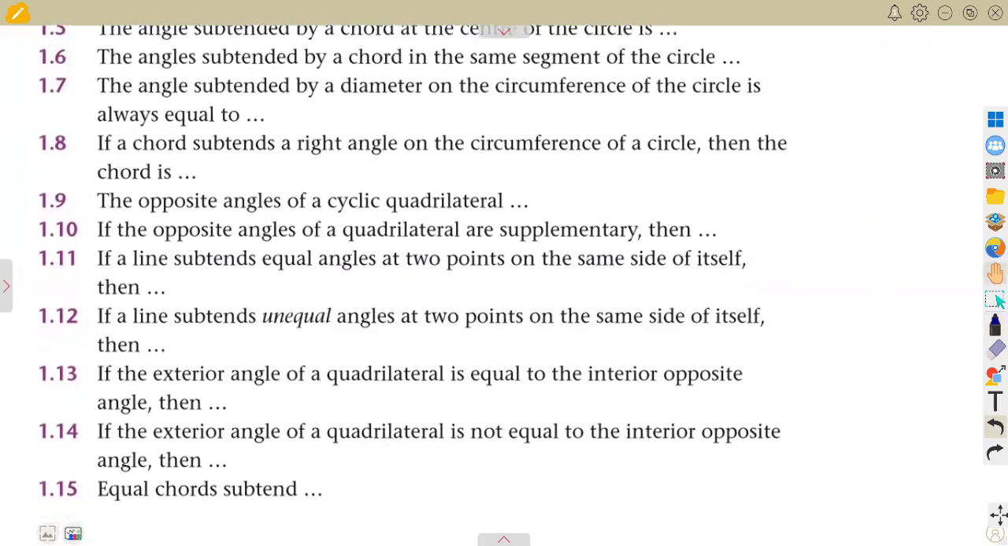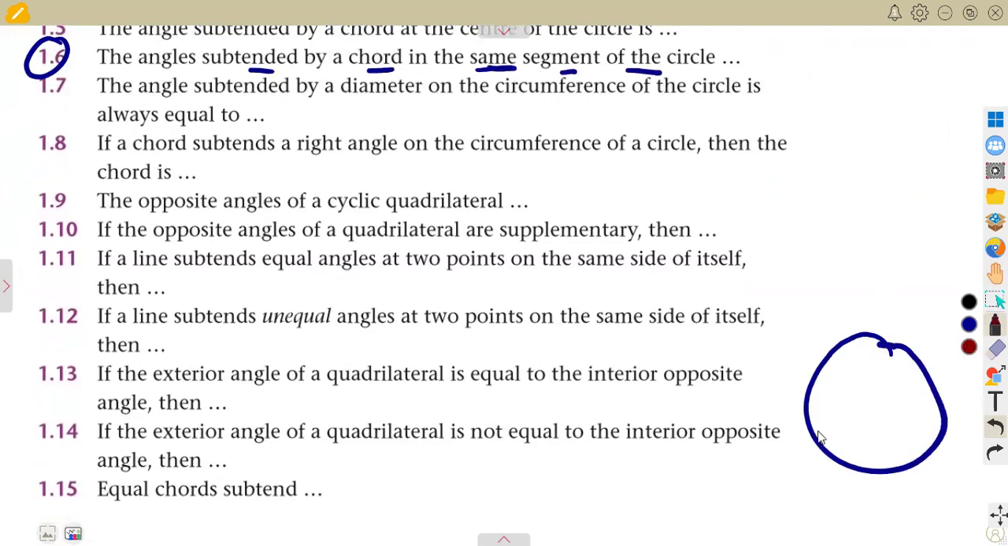So 1.6, now they are saying the angles subtended by the chord in the same segment of the circle. Remember, if you're given a circle like this, then a chord subtends. To subtend is to create angles, so it is creating angles at the circumference of the circle. What is going to happen with these angles created by the same chord in the same segment, or on the same side? They are going to be equal. If this is x, this is going to be x also, subtended by the same chord.